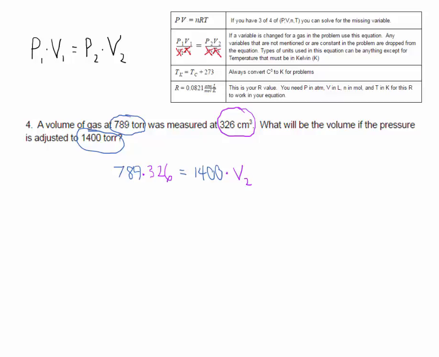So all I have to do here is I'm going to multiply these numbers together, and then I'm going to divide them by 1,400. And that will give me an answer of 184 centimeters cubed. And that is that.